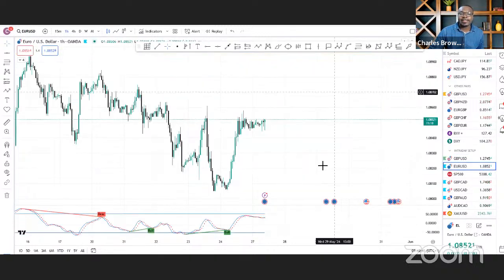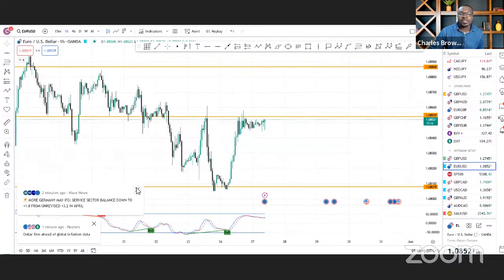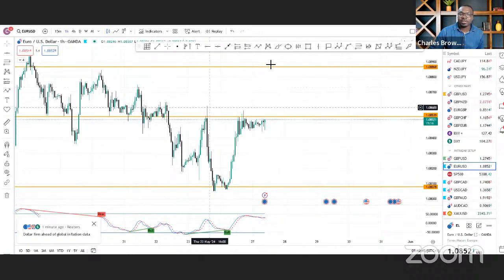Now, Euro USD, the same thing. They are behaving the same, so I'm expecting the same thing. There's going to be a push up, a rally up. But the problem with Euro USD is that it's still bearish.